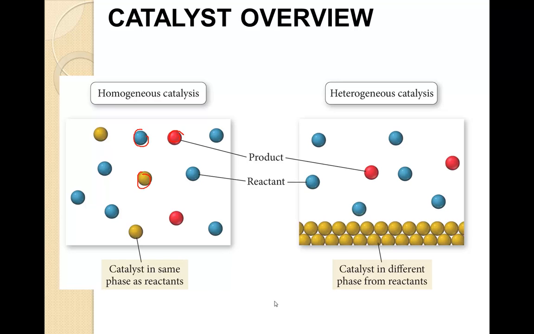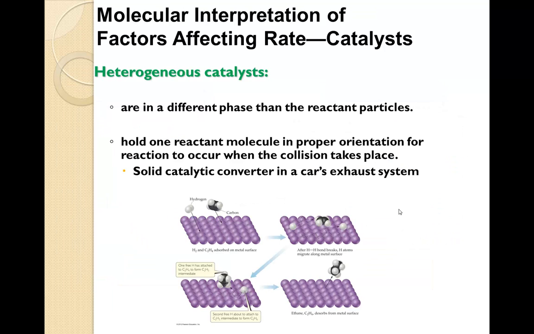Heterogeneous catalysts are in different phases. For instance, this is a solid down here. Heterogeneous catalysts are in a different phase than the reactant particles. It does this by holding on to one of the reactant molecules in proper orientation for the reaction to occur with the collision that takes place. So it helps with the colliding of the molecules. Solid catalytic converters in a car's exhaust system are an example of this.